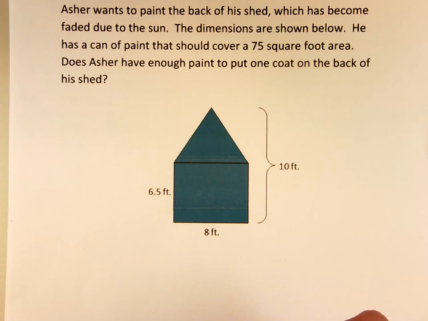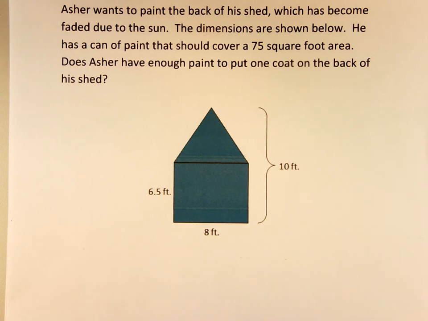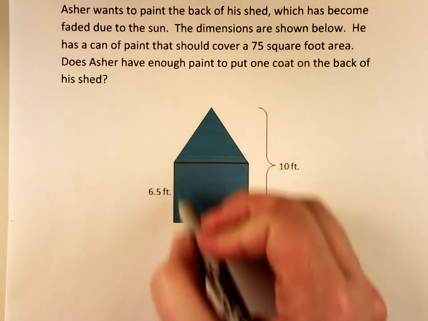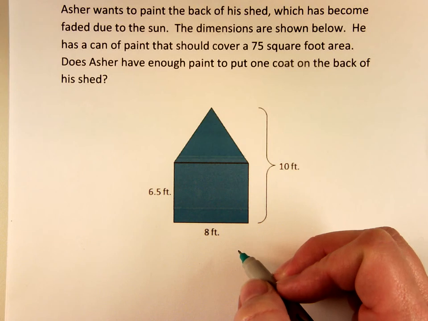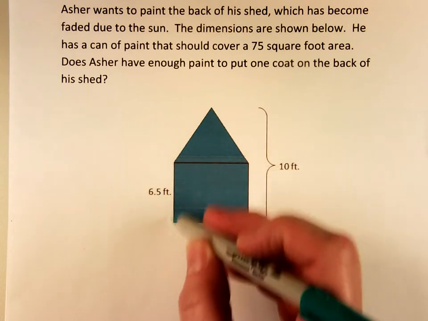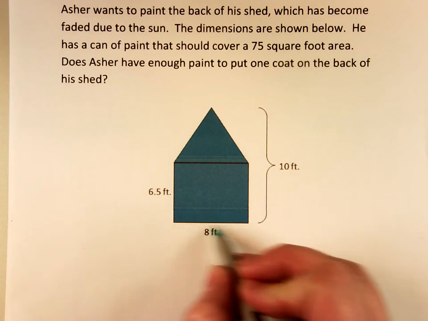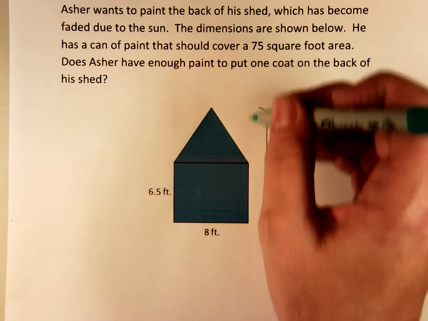Now we don't have to visualize or draw the picture because here it is for us, but let's reread, and this time I'll make a note if there are any numbers that I need to pull out. Asher wants to paint the back of his shed, which has become faded due to the sun. The dimensions are shown below. We have 6.5 feet from here to here, 8 feet from here to here, and 10 feet from the bottom way up to the very top.